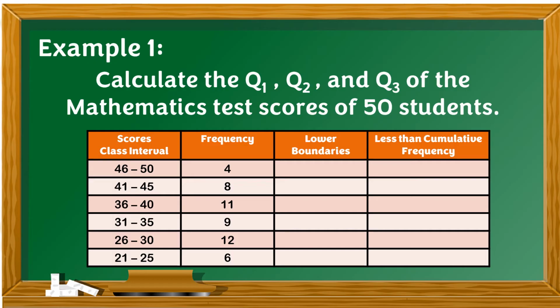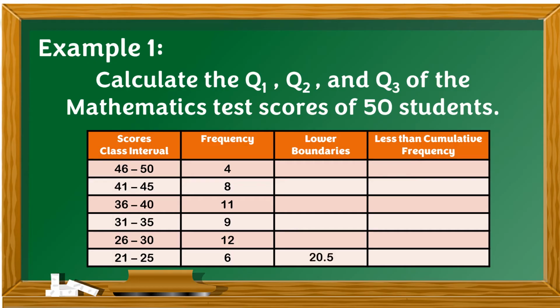For the interval 36 to 40, the frequency is 11. For the class interval 41 to 45, the frequency is 8. And for the class interval 46 to 50, the frequency is 4. So the first step is we're going to determine the lower boundaries.